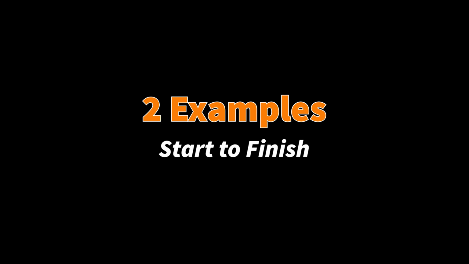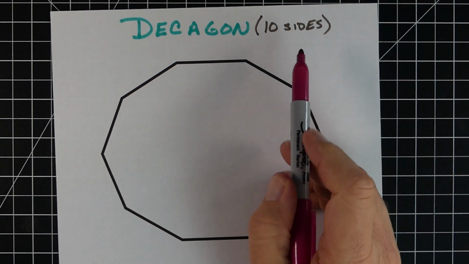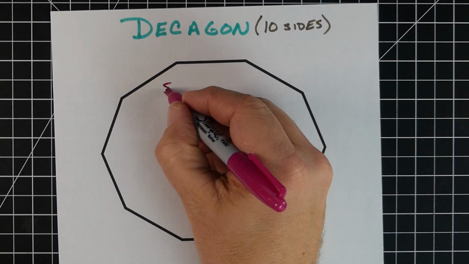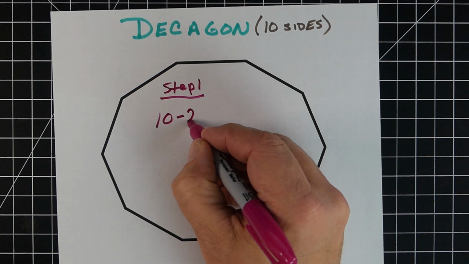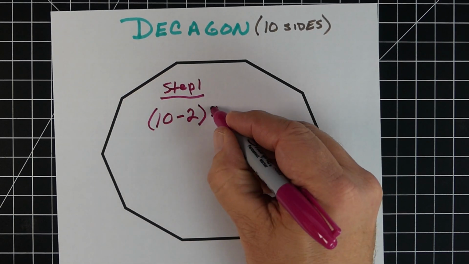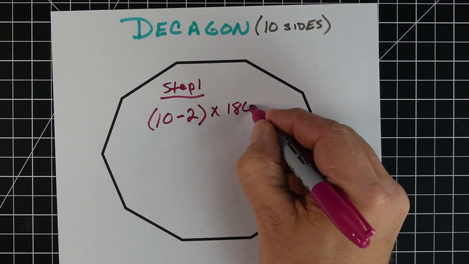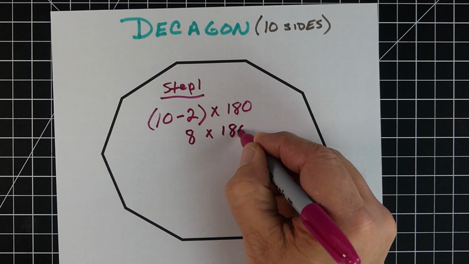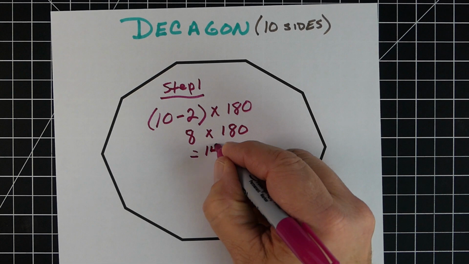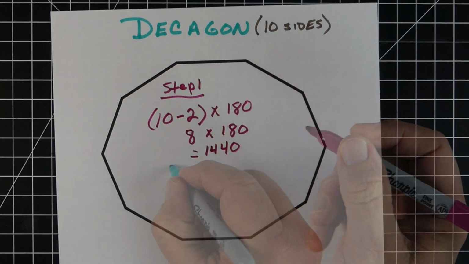So here are 2 examples from start to finish. Example number 1. In this video, we're going to look at a decagon. This is a 10-sided object. So step number 1, we're going to take the number of sides, 10, and subtract 2, and we'll multiply by 180. So of course 10 minus 2 is 8 times 180. And when we do that, we're going to get 1,440.